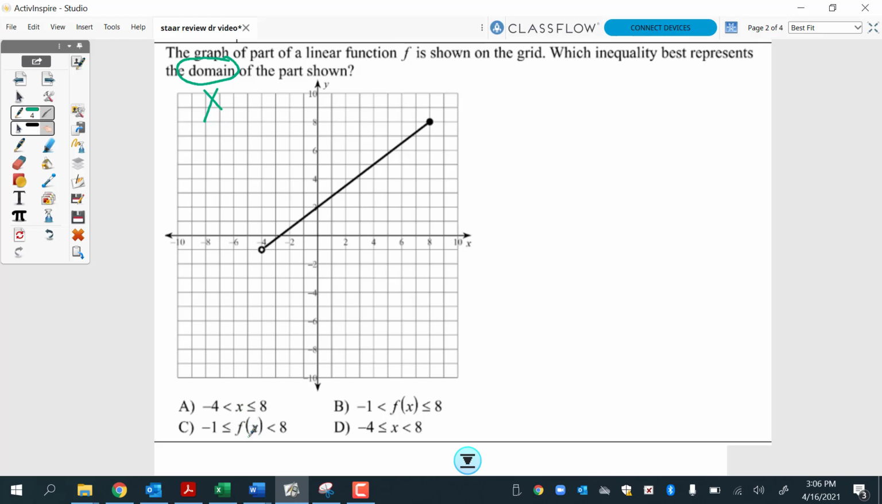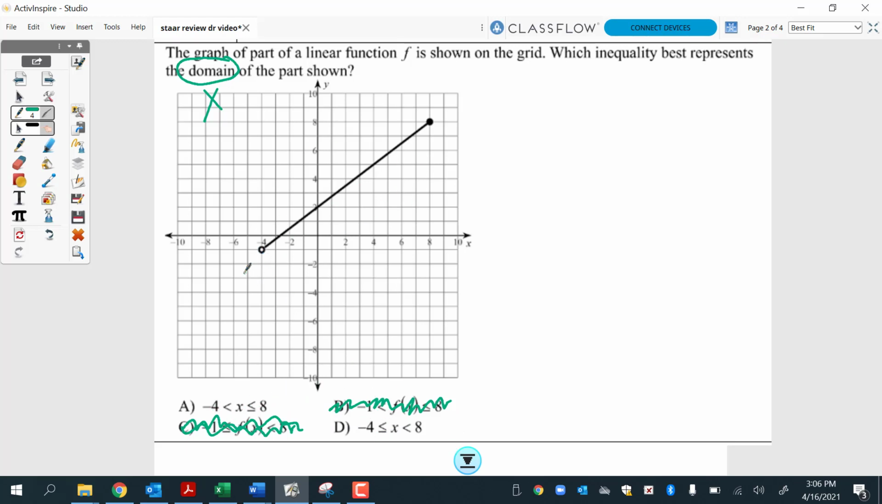This says f of x, which we know really means a y, so I'm crossing this out. I'm not even looking at it because it's not the right letter. We want to cross out the immediately wrong answers. Choice B over here also has an f of x. That's not what we want for domain. Now this has an x. Okay, great. And even better, these already have the same numbers for the left.